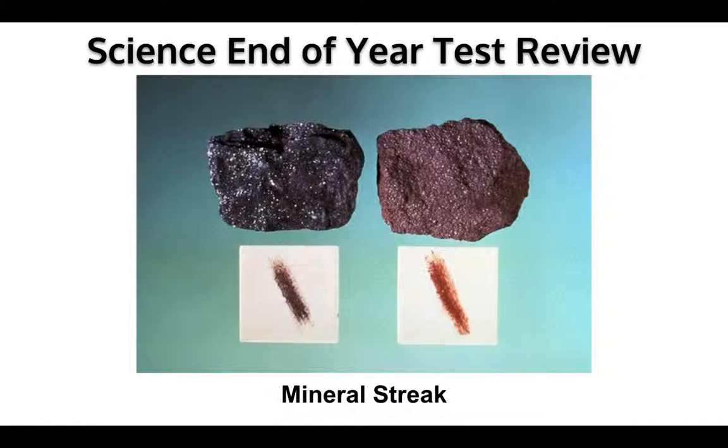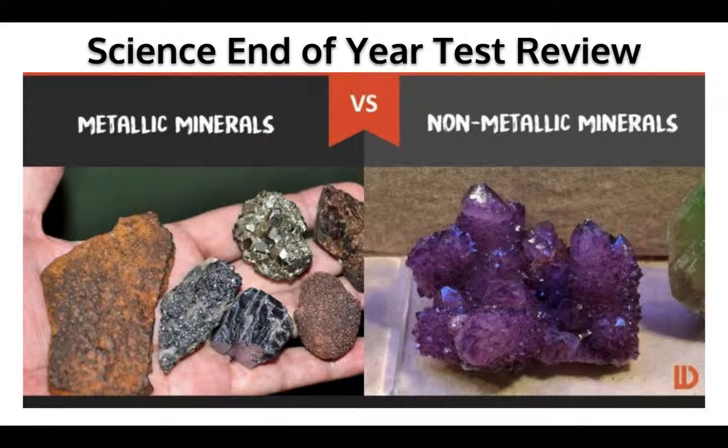Here is an example of mineral streak. You take a ceramic plate, you rub the mineral on the ceramic plate, and you look at what color its streak is. That will help you identify the mineral. Metallic versus non-metallic. So this is luster. Okay. A lot of people get these confused. They think if it's shiny, it has metallic luster. That is not true. Look at this mineral here. It is shiny, but it has non-metallic luster.